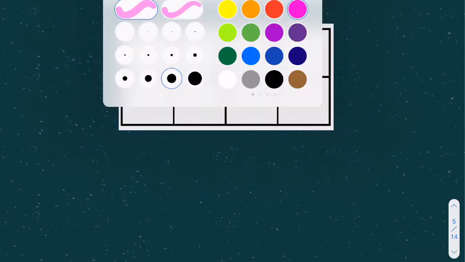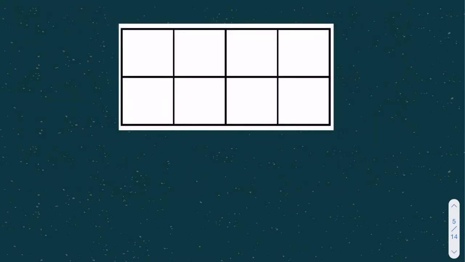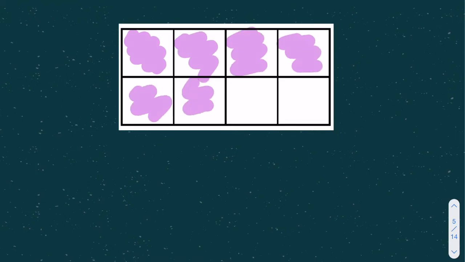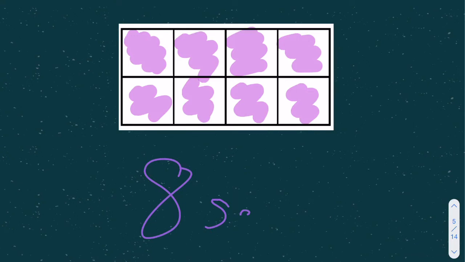So since we know that area is the amount of space inside of a closed shape, this is a closed shape, so what we need to do is we need to count how many squares there are inside of the shape. So this one we have 1, 2, 3, 4, 5, 6, 7, 8. So our final answer is going to be 8 squared units.